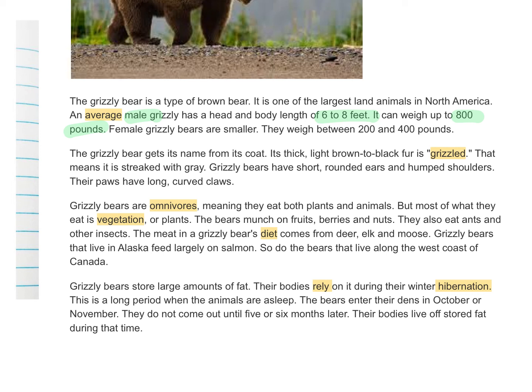Now let's see what it says about a female. Female grizzly bears are smaller. They weigh between 200 and 400 pounds. So now I can distinguish between a male and a female, or I can compare them. 800 to 200 or 400. So a female grizzly bear weighs about half of what a male grizzly bear weighs, around half.